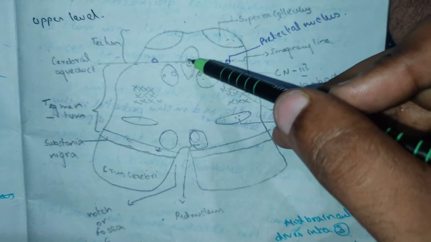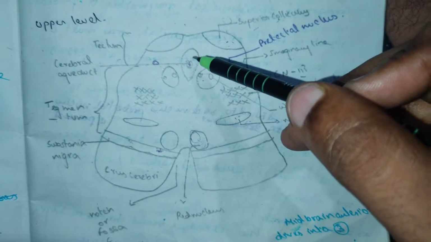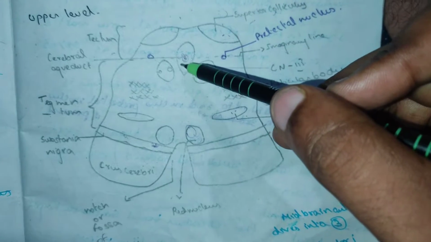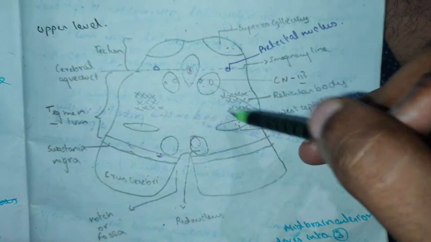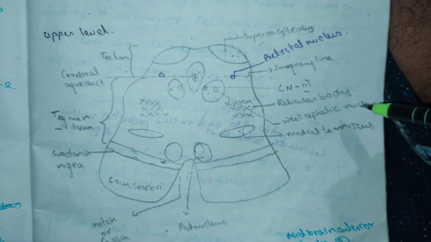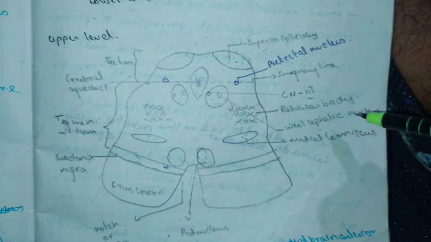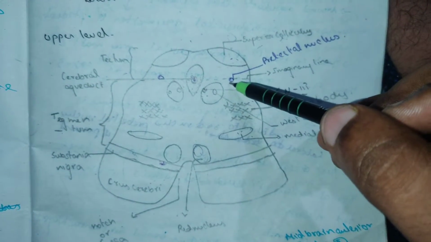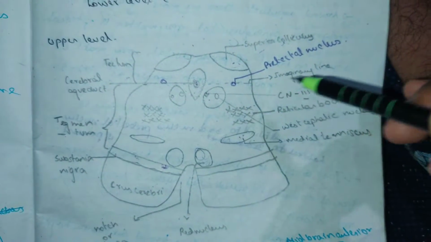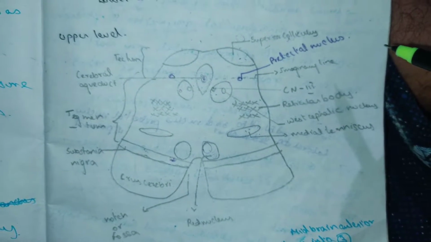This is the cerebral aqueduct, which connects the third ventricle and fourth ventricle. Just lateral to it there is the third nerve nucleus, as well as the Edinger-Westphal nucleus. And this is the pretectal nucleus, which is present behind the third nerve nucleus. This is the upper level.